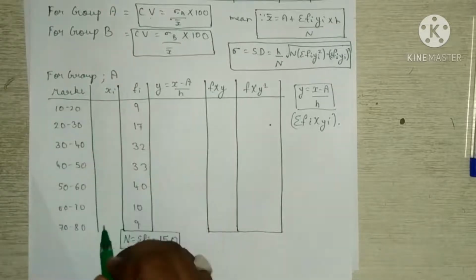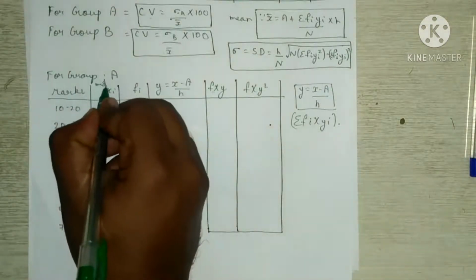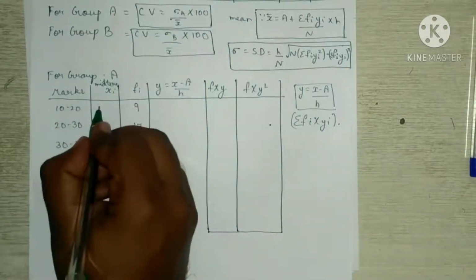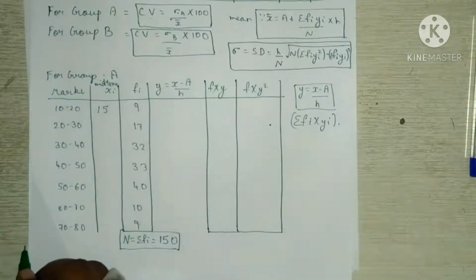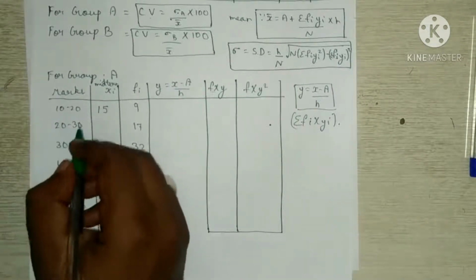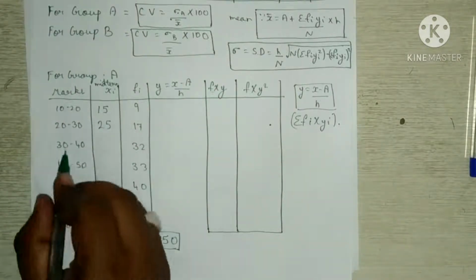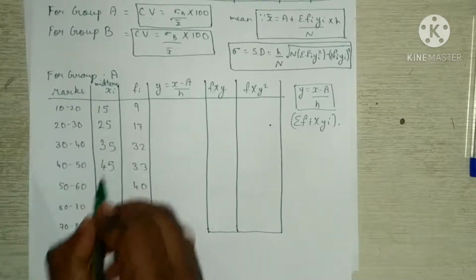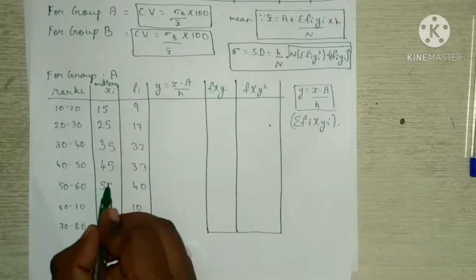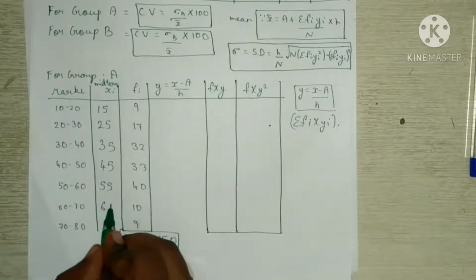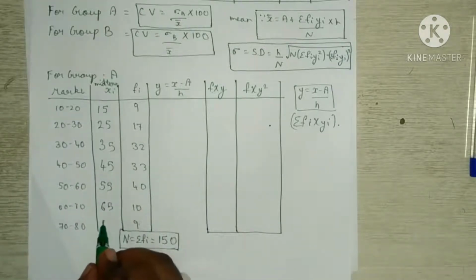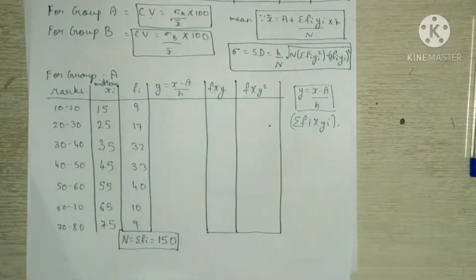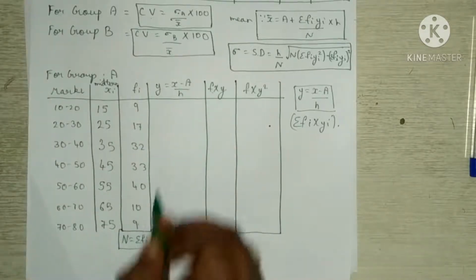You need to find x. X is nothing but the mid-term of the marks. For 10 to 20, the mid-term is 15. 20 to 30, mid-term is 25. 30 to 40, mid-term is 35. 40 to 50, mid-term is 45. 50 to 60, mid-term is 55. 60 to 70, mid-term is 65. 70 to 80, mid-term is 75. You got x, you got f. You need to find y.